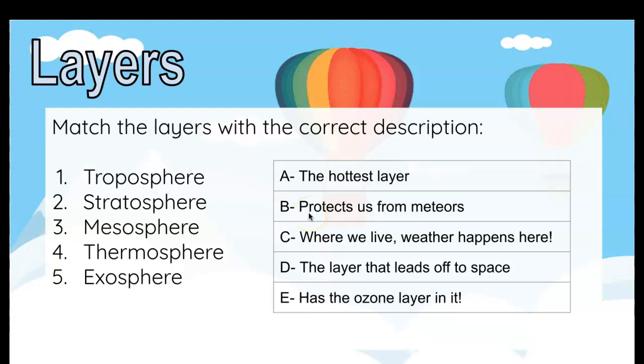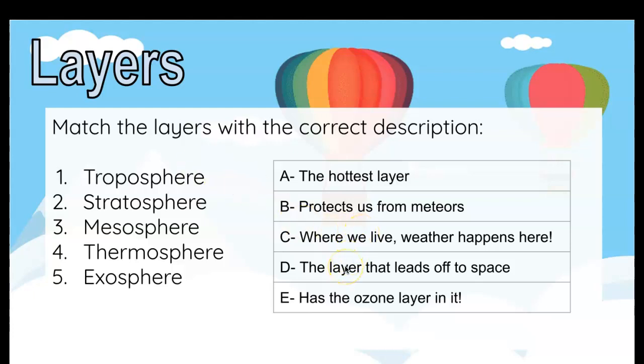B says protects us from meteors. I always tell my kids that ME in meteors, remember it because of the ME in mesosphere. So the mesosphere is the layer that protects us from meteors. Answer choice C, where we live and weather happens. So this is your lowest layer of the atmosphere. This is where we are living. This is where everything in our world takes place. And that is going to be the troposphere. So troposphere is C.